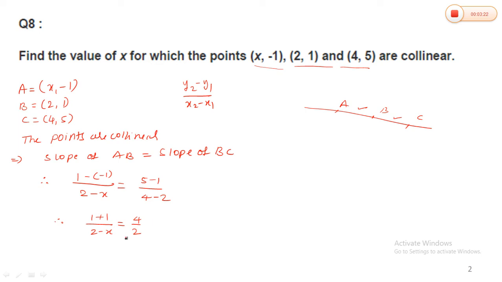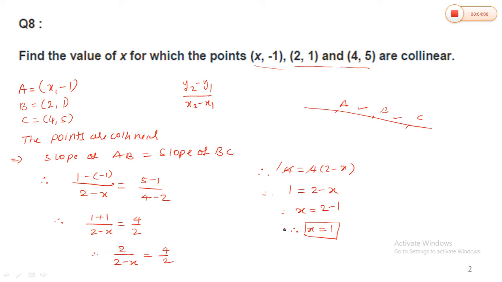Or you may cancel here also. So therefore 2 upon 2 minus x equal to 4 upon 2. Take the product: 4 equals 4 into (2 minus x). Therefore 4 upon 4, that is 1, 1 equals 2 minus x. So bring x to the LHS, that is x, and send 1 to the RHS, 2 minus 1. Therefore x is equal to 1.